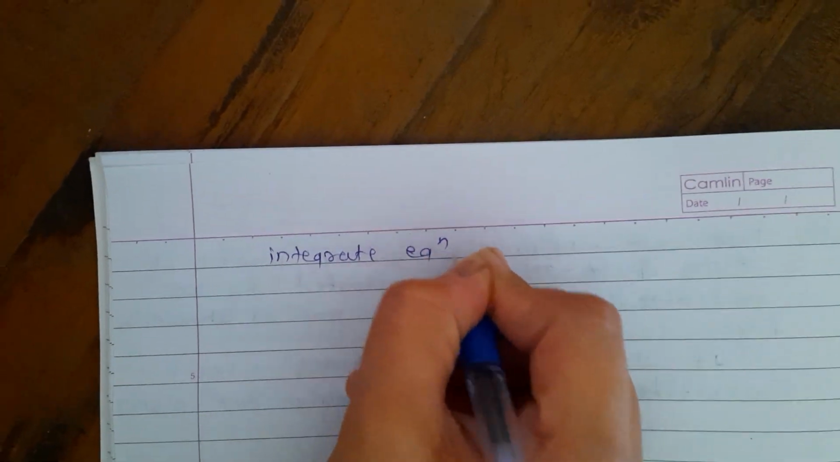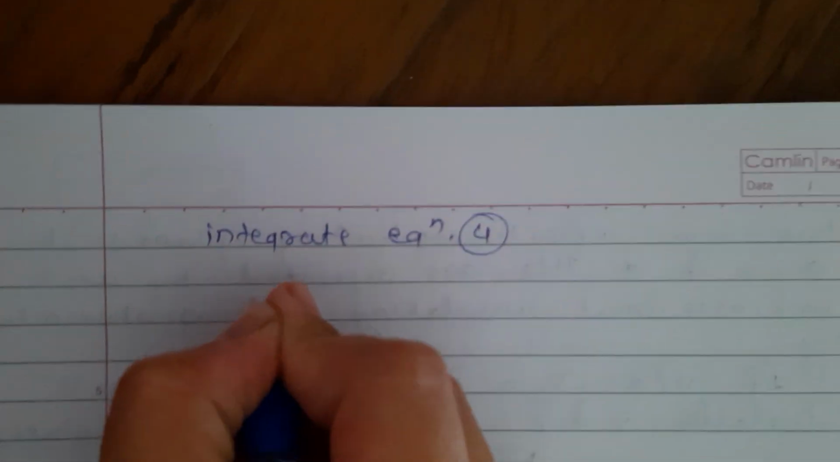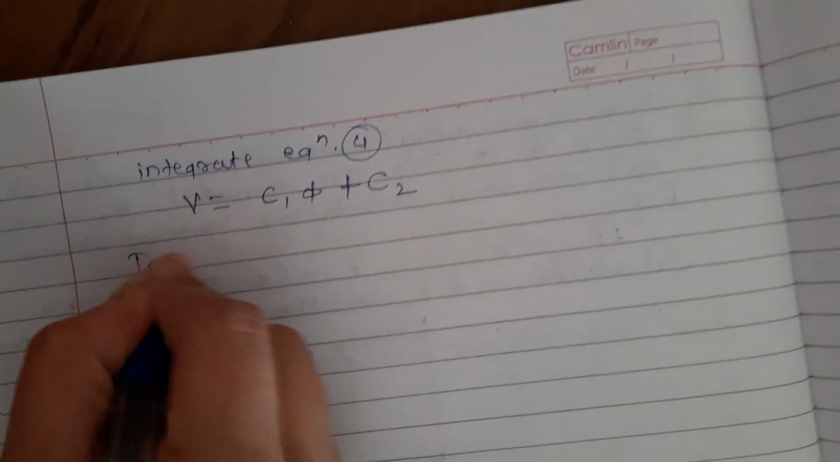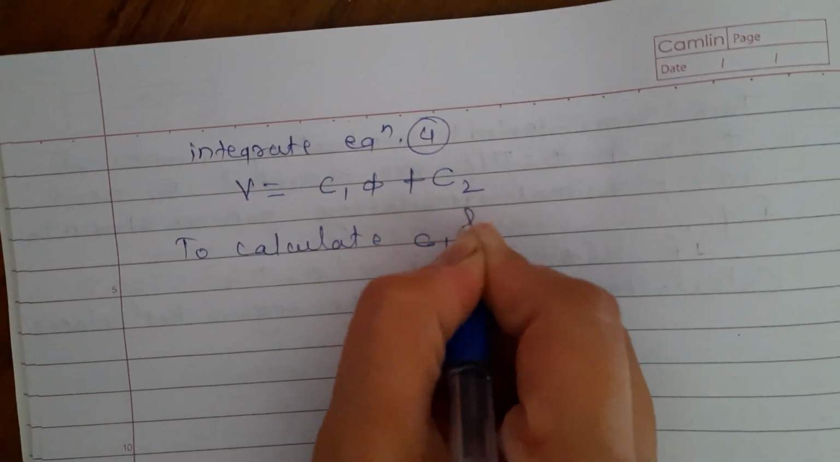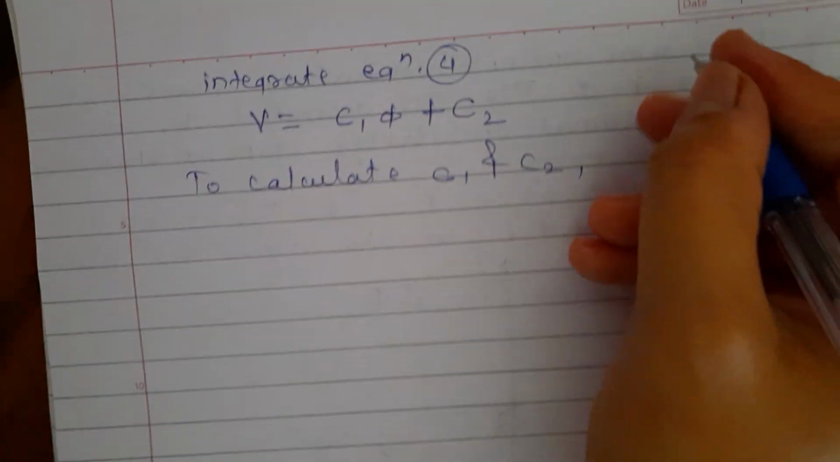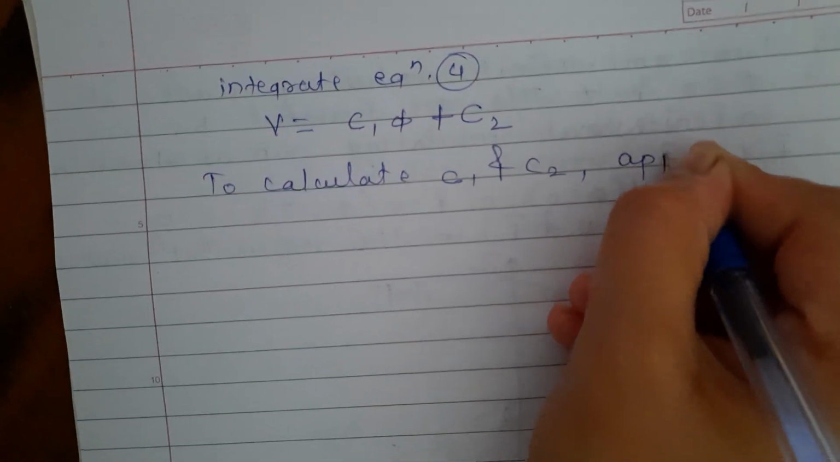Now again integrate equation 4. So by integrating equation 4 we can write V is equal to C1 phi plus C2. This is equation 5. Now to calculate C1 and C2, apply boundary conditions.